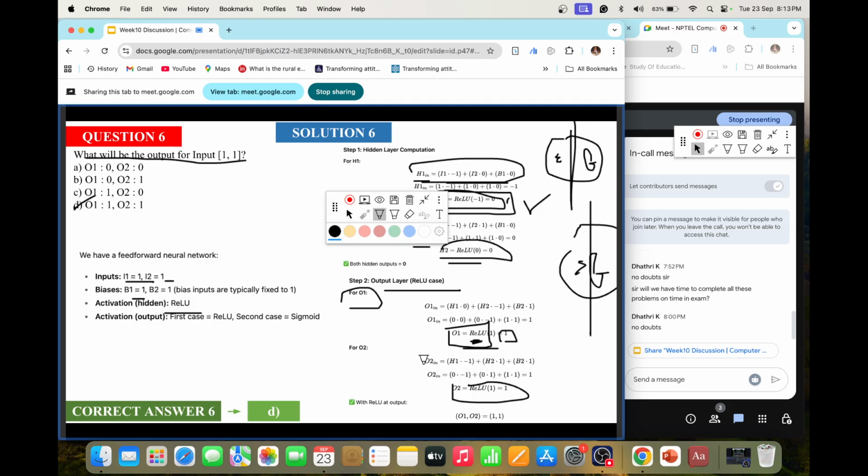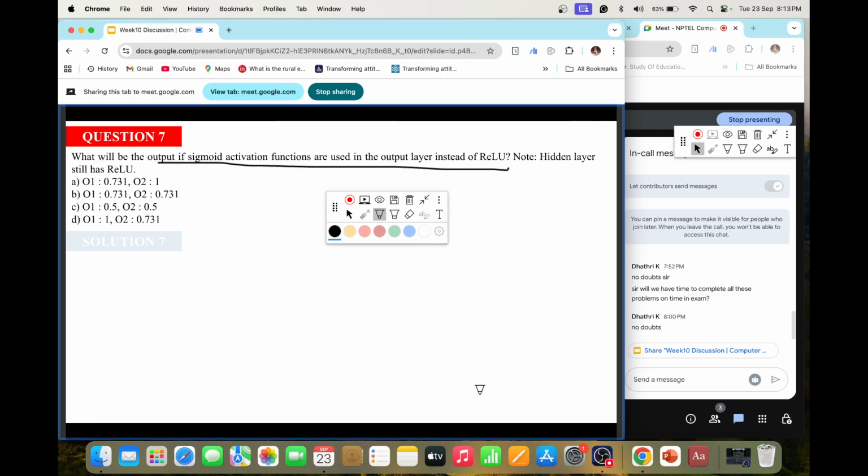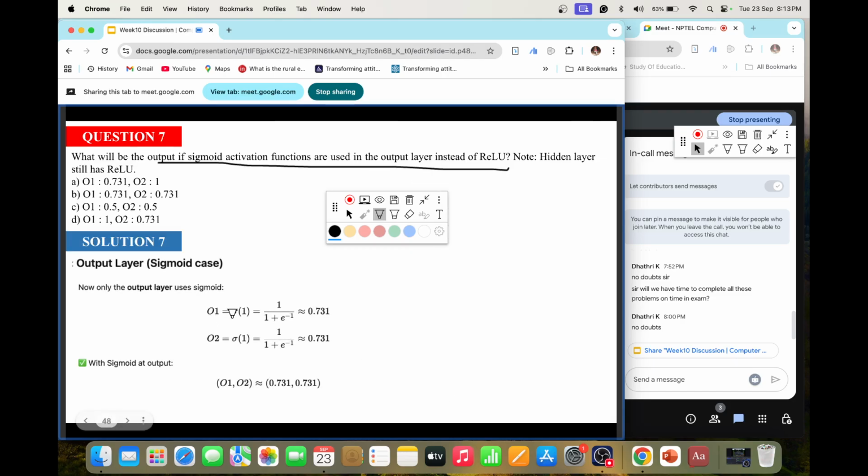Other parts are the same as it is. Just in place of ReLU, we will put the sigmoid. So that is what we have done. Sigmoid has this formula: 1 by 1 plus e to the power minus x. So that is the sigmoid function, and by this you get the different O1 and O2, because in the last layer we have put the sigmoid function instead of the ReLU function. So you are getting 0.731, 0.731, or option B is the answer.